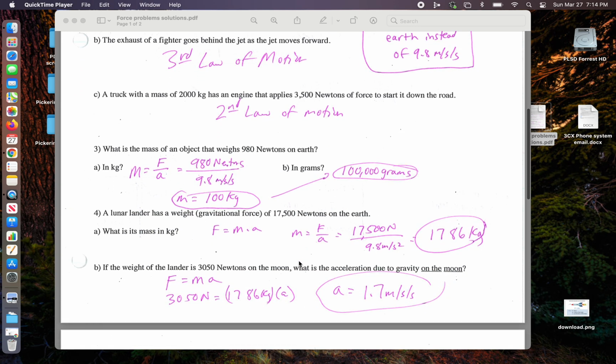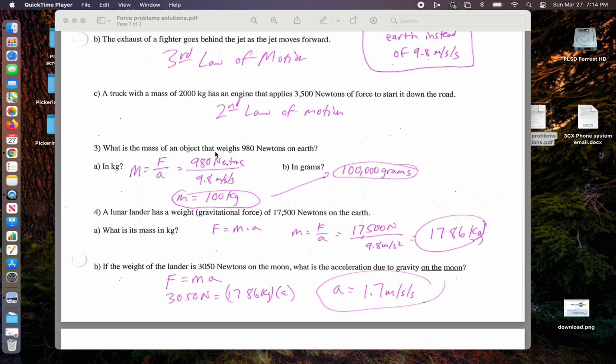In terms of the other ones, what's the mass of an object that weighs 980 newtons on Earth? We're going to rearrange this. A weight is simply a gravitational force. So force over acceleration is equal to mass. 980 newtons over 9.8 meters per second squared is 100 kilograms. Converting that to grams, which hopefully you should be able to do since we've talked about metrics quite a bit, would be 100,000 grams. If you divided by 10 meters per second squared, that's perfectly fine. That's a reasonable amount to round to. So that'd be 98 kilograms here, 98,000 grams here.